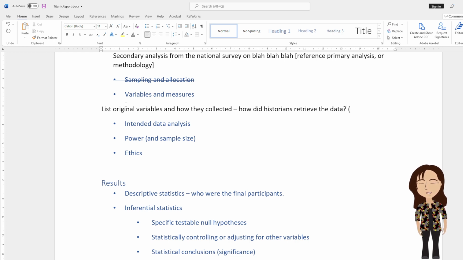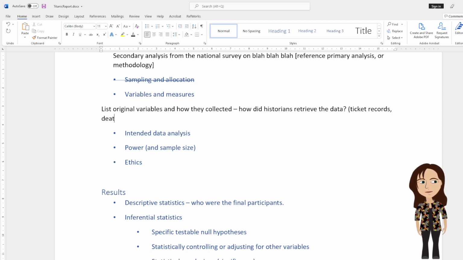There must have been ticket records. What other, I'm not a genealogist, so there's probably other records that they can go through to get this kind of information. Possibly death certificates, media reports from the time, and whatever else they use, but how the stuff was measured, because this gives us an idea about how reliable each of these variables are. The intended data analysis, I'm going to leave that for now because we'll talk about it as we do it.